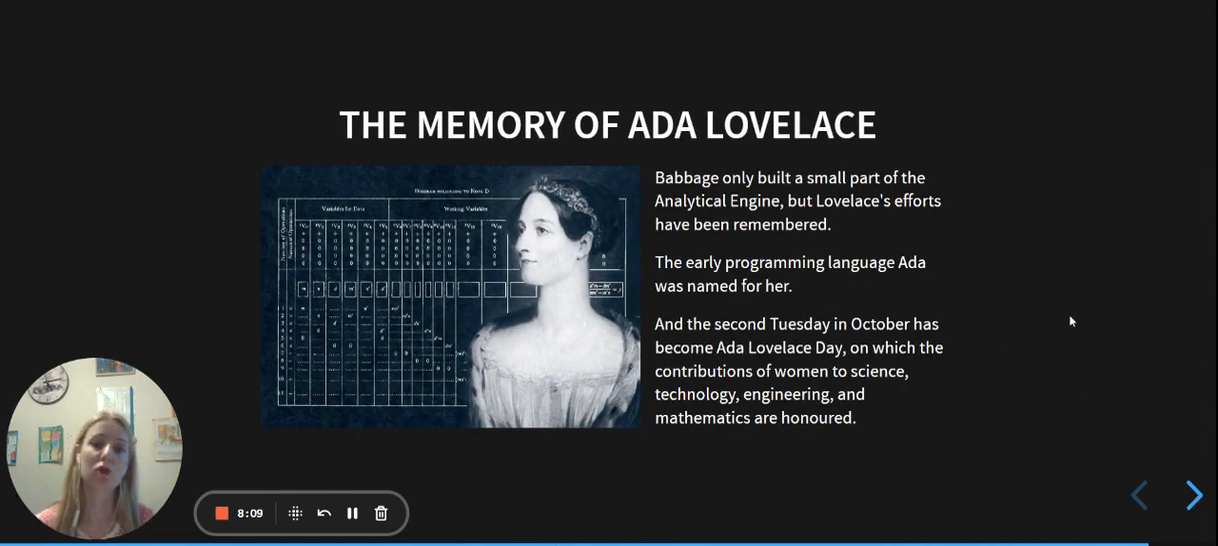As a conclusion, I should say that Babbage only built a small part of the analytical engine, but Ada Lovelace's efforts have been remembered. The early programming language Ada was named for her, and the second Tuesday in October has become Ada Lovelace Day, on which the contributions of women to science, technology, engineering, and mathematics are honored.